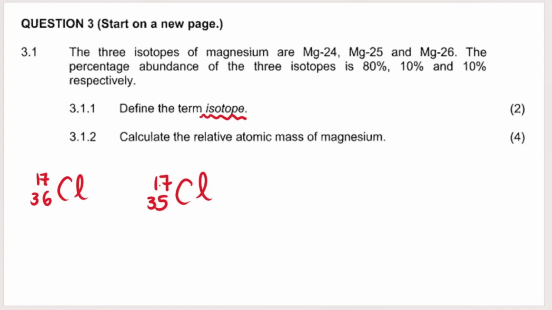That means that their number of protons are the same. 17 protons here, 17 protons here. However, you can see that their atomic mass numbers differ. And that tells me that this isotope of chlorine will have 18 neutrons. How did I get the number of neutrons? I took the atomic mass number minus the atomic number, and this one over here will have 19 neutrons.